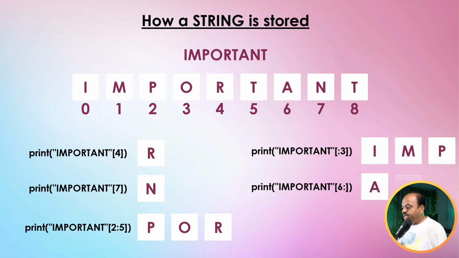Similarly, there is one more way. If I write print important and 6: in square brackets, what it will do is it will start from the 6th index and go till the end. So 6 is A, N and T. This is the last index. So it will print A, N and T. We will practically see these examples on the screen.